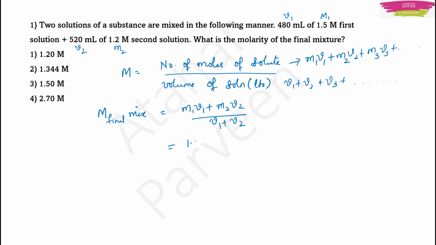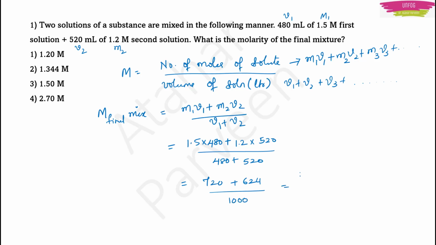m1 will be 1.5 into v1 will be 480. We don't need to change any units here because both the values are in milliliter, right? Then m2 will be 1.2 and v2 will be 520, upon v1 is 480, v2 will be 520. This will be equal to around 720 plus 624, upon this one will give you 1000, or 1344 upon 1000. You can see the options here.